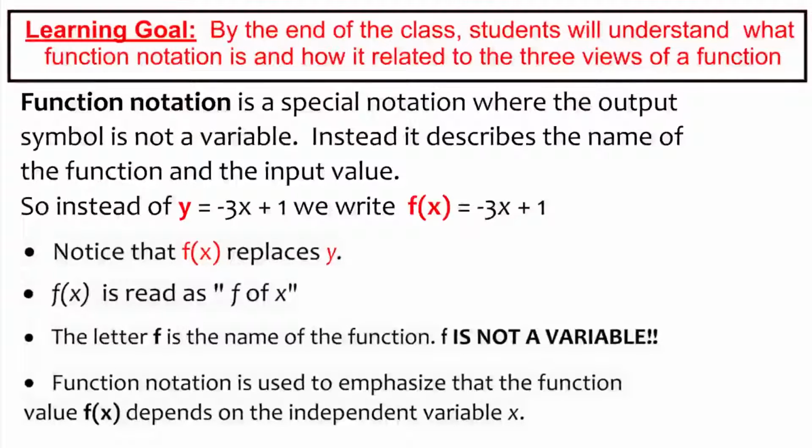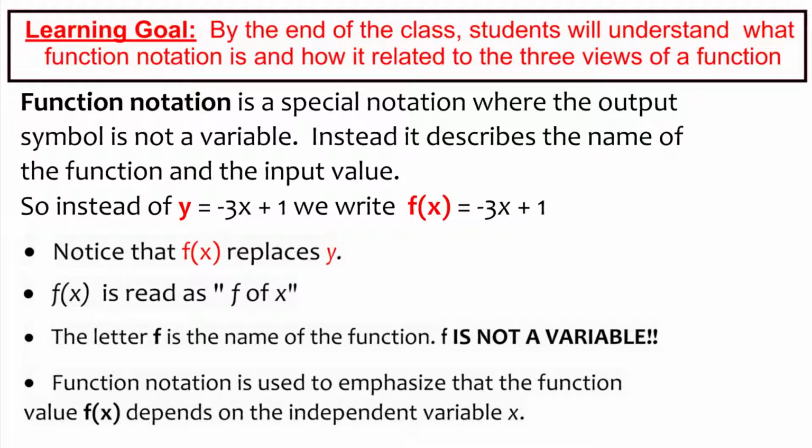Let's start our discussion of functions by looking at function notation. So here's what function notation is. It's a special type of notation where instead of just assigning the output value of a function to some letter, we're going to use this notation so that we can name the function, so we can know what function this output value came from, and we can also know what was the input value that gave us that particular output.